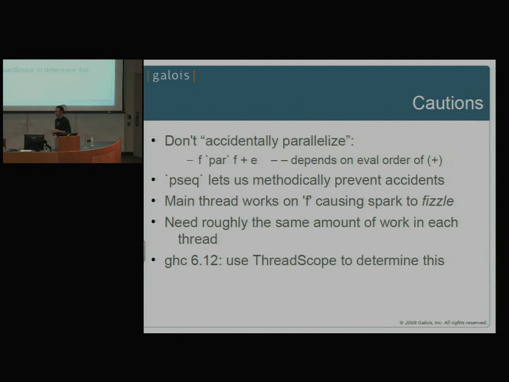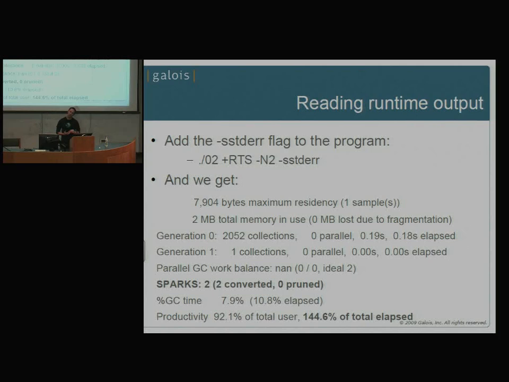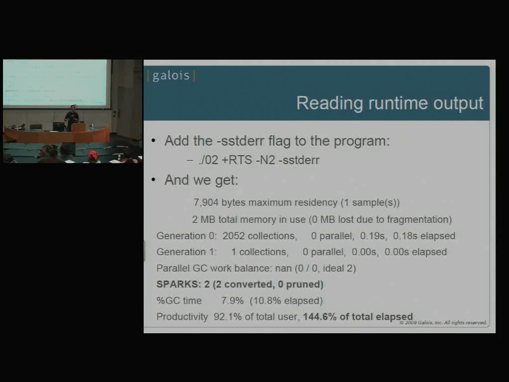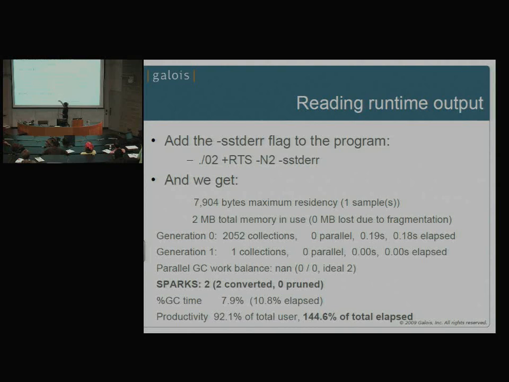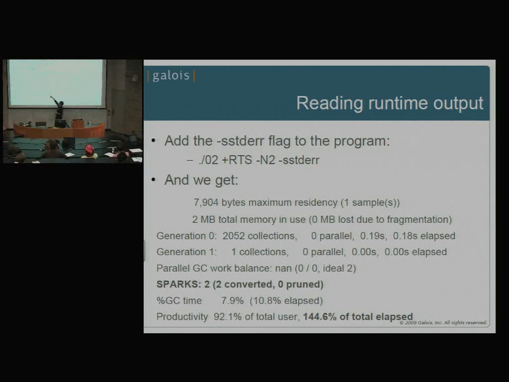So how can we tell how many sparks are getting created into threads? You can use the -s flag to GHC, any Haskell program. And it spits out all this stuff about its memory footprint and how the parallel garbage collector is working and the load balance. And then it says, sparks created two, were converted into real threads, zero were pruned. And then there's the speed up. So this is the kind of thing we want to see. We want to see, you know, a few thousand sparks created and a few thousand turned into threads.